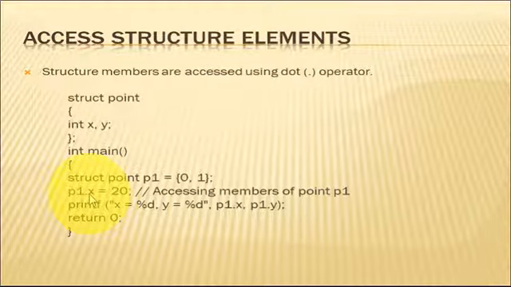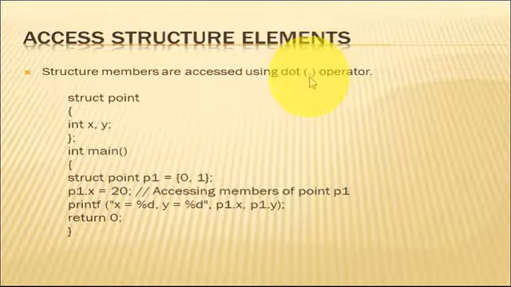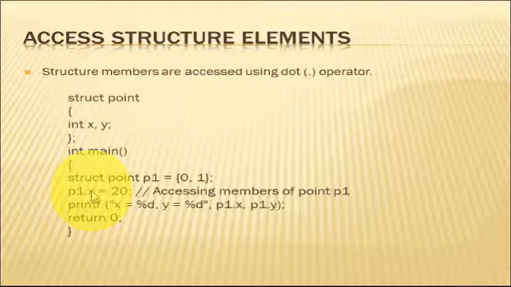Because it is a composite element inside of that structure, we use the structure variable to access x and y. For that we go for the dot operator. So p1 dot x, where p1 is the structure variable. Inside the structure variable it consists of x and y. For accessing the x value, p1 dot x equal to 20. Likewise, if you want to access the y value, we have to use p1 dot y.